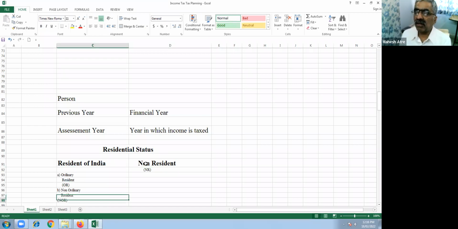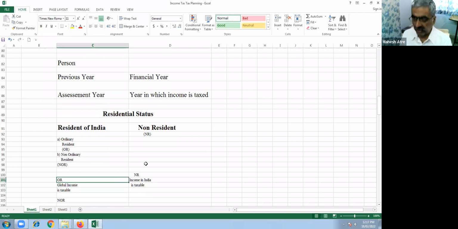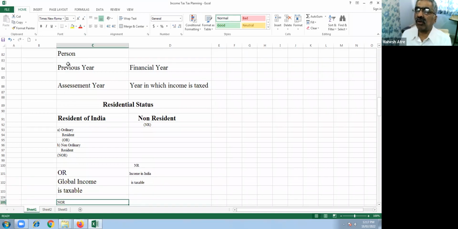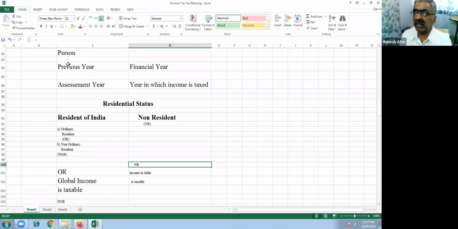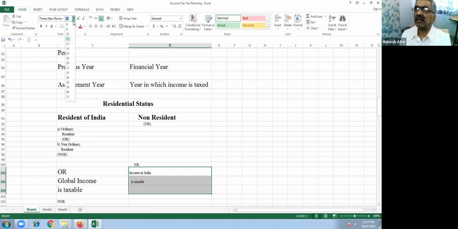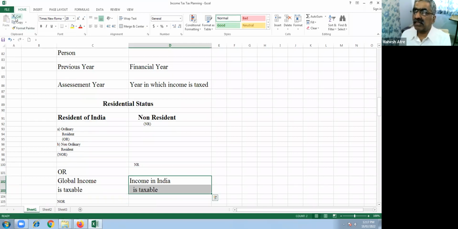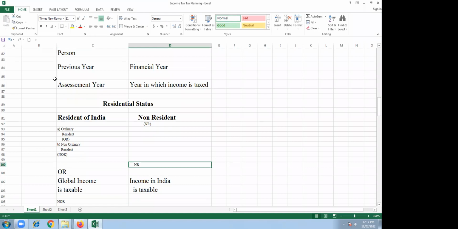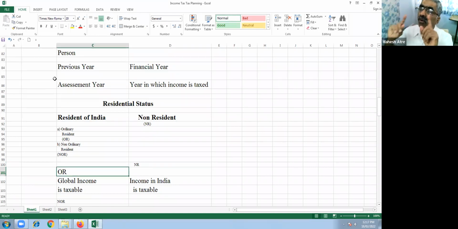Because in case of resident of India, the income earned, that means here already written, global income is taxable. Try to understand, his income earned in the whole world is taxable. But in case of non-resident, please try to understand, his income earned in India is only taxable. A person is non-resident, in that case, income earned in India is only going to be taxable. His global income is not taxable. So in case of non-resident, only income earned in India is taxable. In case of resident of India, whole income earned in the whole world is going to be taxable. Jo pura income hai, wo taxable hota hai India mein.